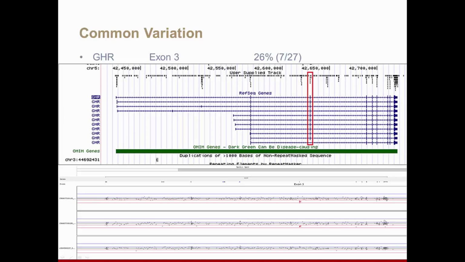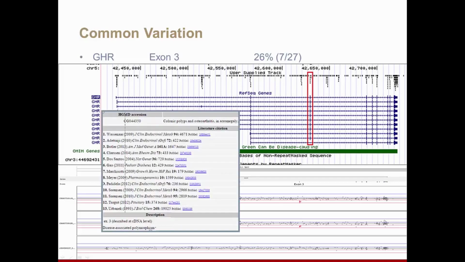So one was in the growth hormone receptor gene. 7 of our 27 cases had a copy number variation in exon 3, and that has been reported in the literature before multiple times. That exon is a disease-associated polymorphism, so you'll just want to mark it and be aware of it as you go to interpret data about this gene.